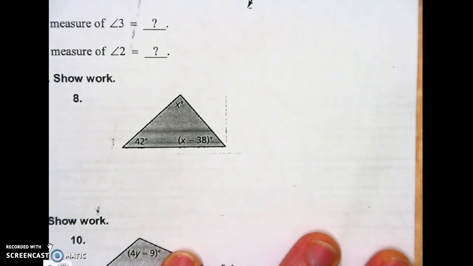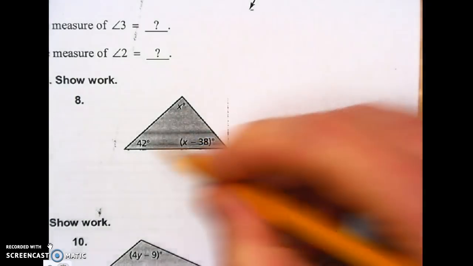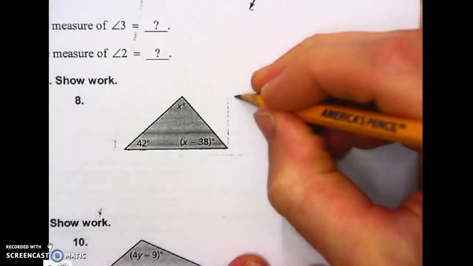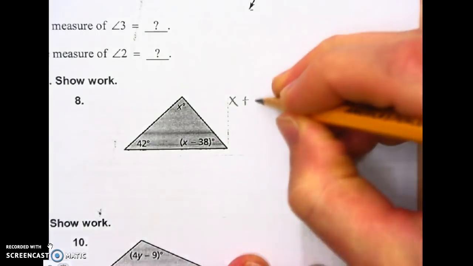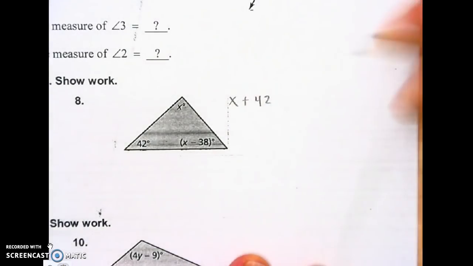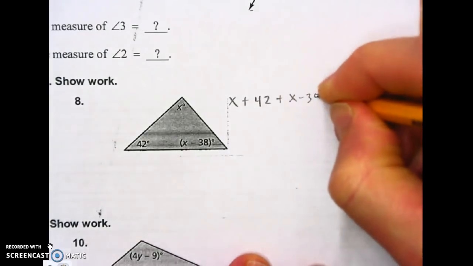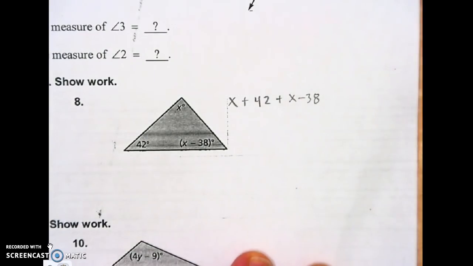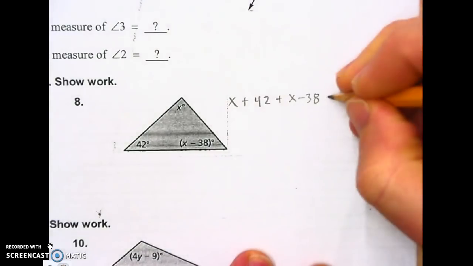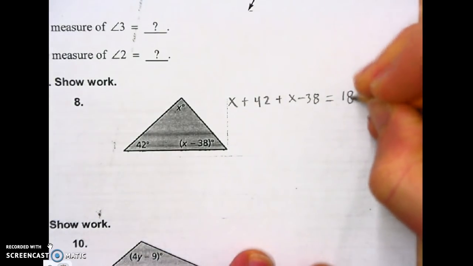Alright, let's take a look at one of these triangle ones, number 8. Okay, we know that the degrees inside of a triangle add up to 180. So I'm going to set all 3 angles and add them up to 180. So x plus 42 plus x minus 38. You don't need the parentheses when you go to write it in an equation. That's all three angles, and it equals 180.